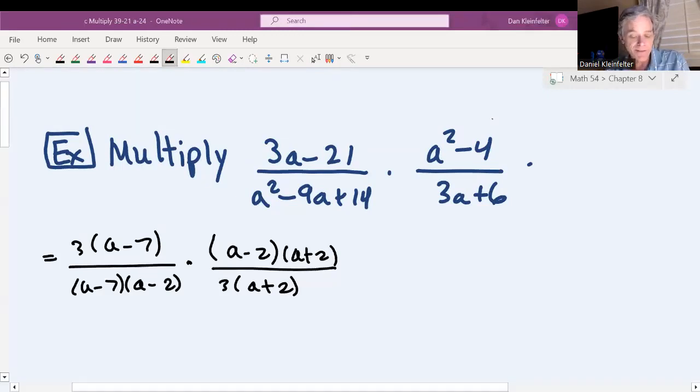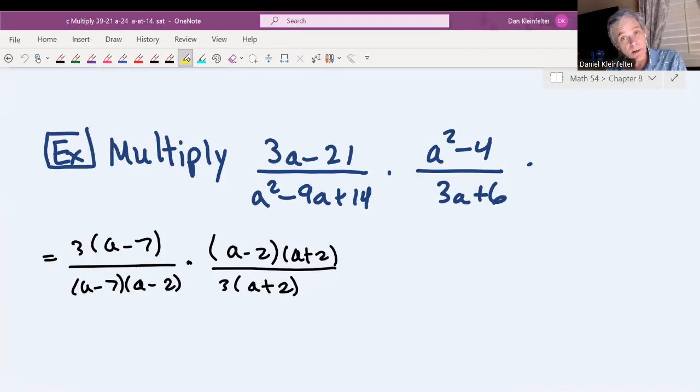The numerator of the left fraction, there was a common factor of 3 that we were able to factor out. That left 3 times a minus 7. Down below, we were looking for two numbers that multiplied to be 14 and added up to be 9. And so that's 2 and 7. A squared minus 4, that's a minus 2 times a plus 2. And then down below, 3a plus 6, common factor of 3 came out.